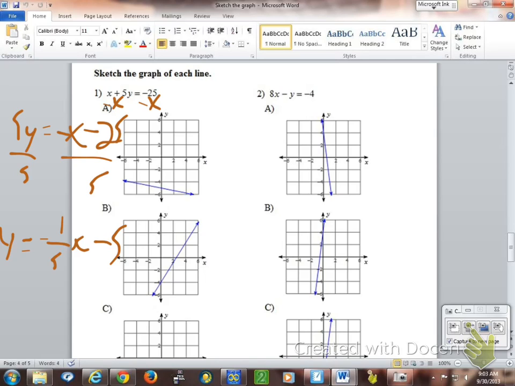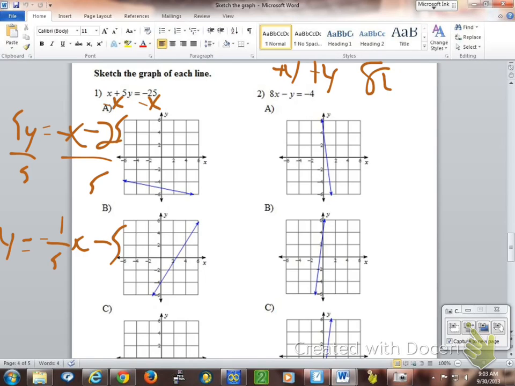Number 2. Again, my personal method is to add y to the other side. Some of you might just want to subtract the 8x and divide by -1. That's cool. It's your decision. But I like to add the y, and I'm the teacher, so I'm going to do it.